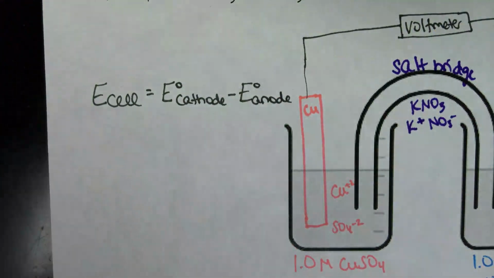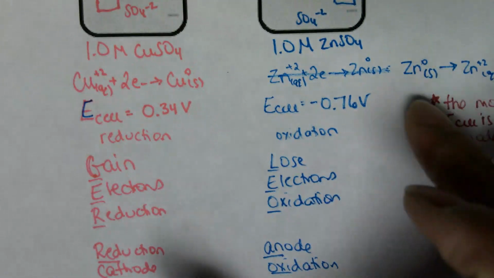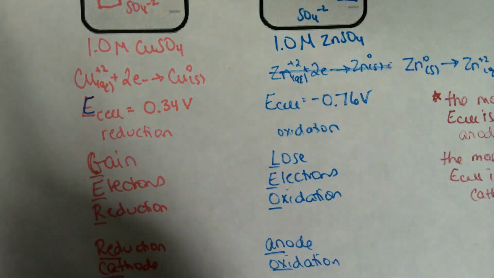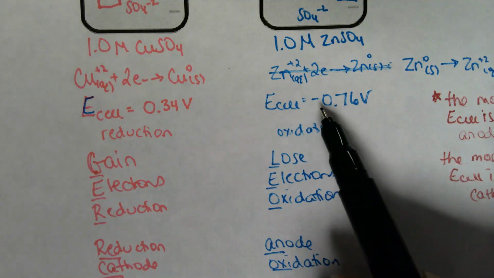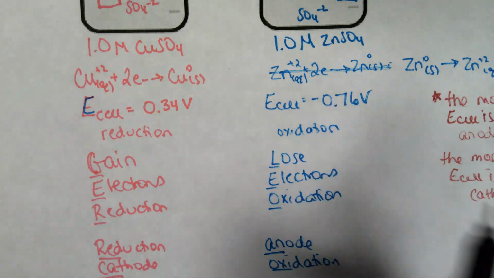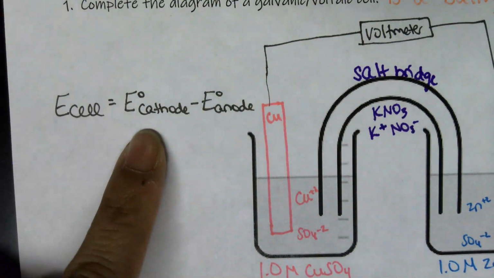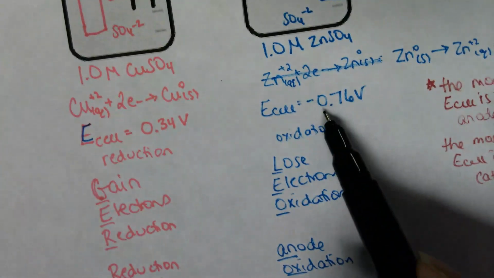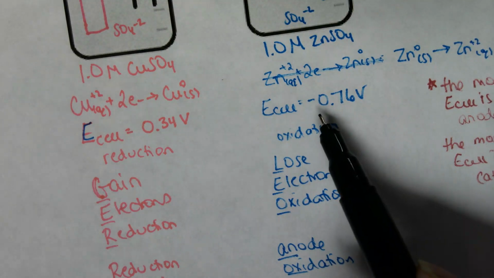Now some notes. Yes, I did flip this equation. For this particular formula, I am not flipping the sign. However, you might use another formula which says the E for the oxidation plus the E for the reduction. In that case, yes, you would flip the sign for that E cell value for the oxidation, if that were the case.